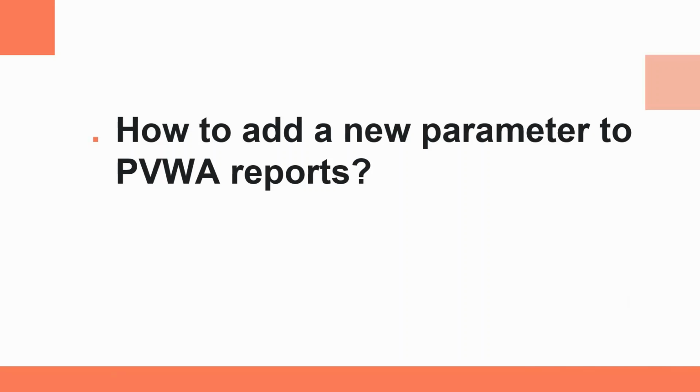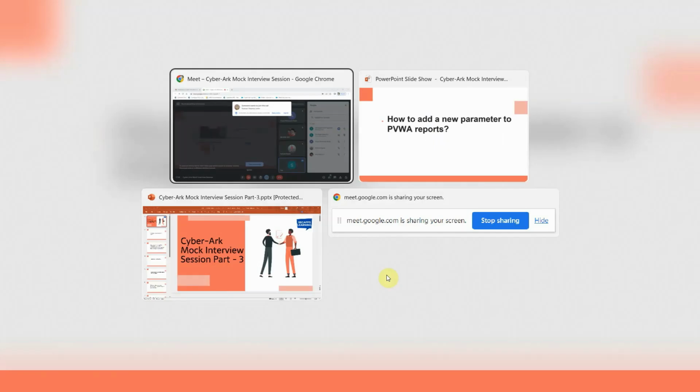How do you add a new parameter to PVWA reports? Let's suppose you are downloading a report, your compliance report or privilege inventory report, and you want to add some parameter in that report, let's suppose creation date or change failure reason or verification failure reason. So how can you add it?